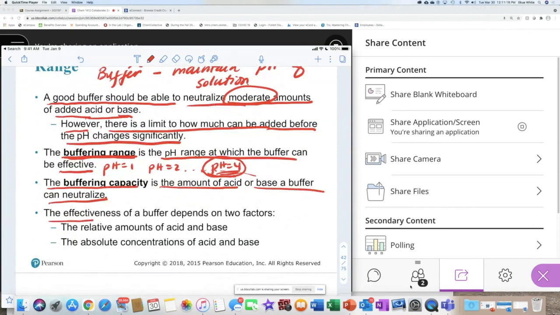So we're told here the effectiveness of a buffer depends on two factors: the relative amounts of acids and bases that you add in the ingredients, and then the concentration of the acid and base you use. The higher the concentration, the better quality buffer you have, right? When you use a lot of acid and base, the buffer will work for a long time.